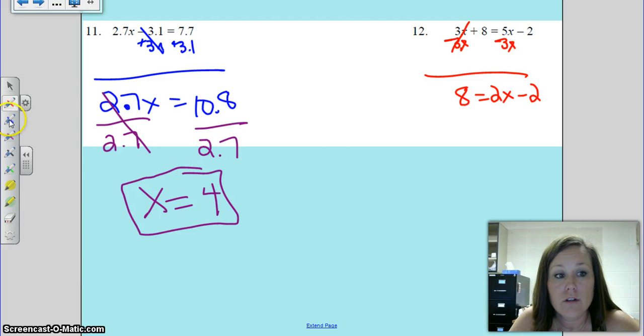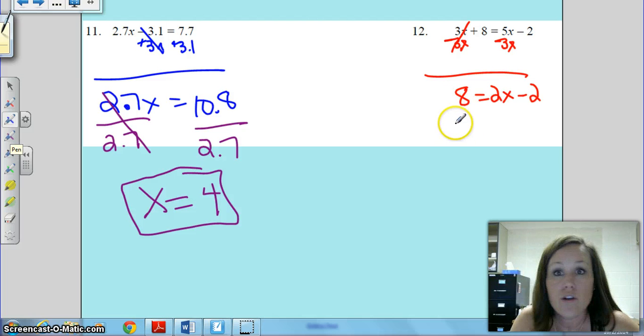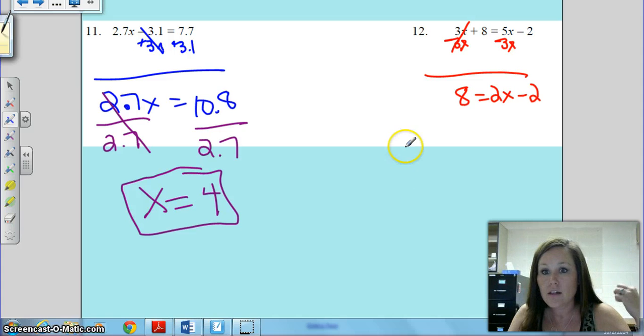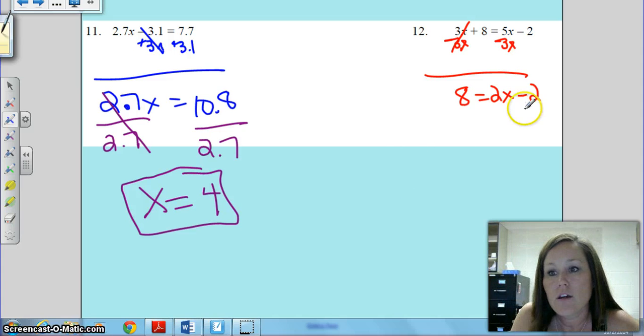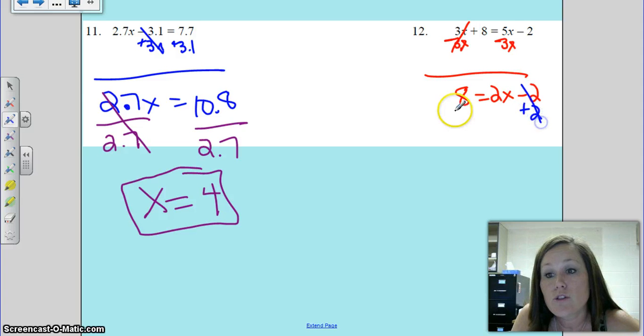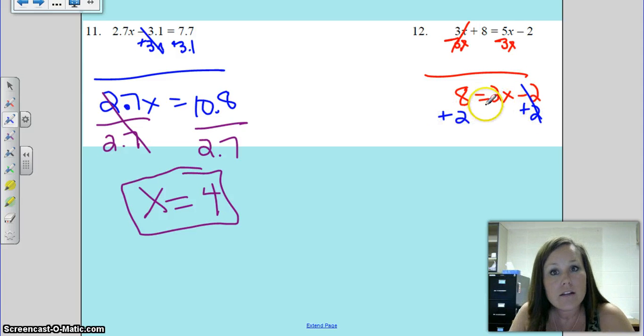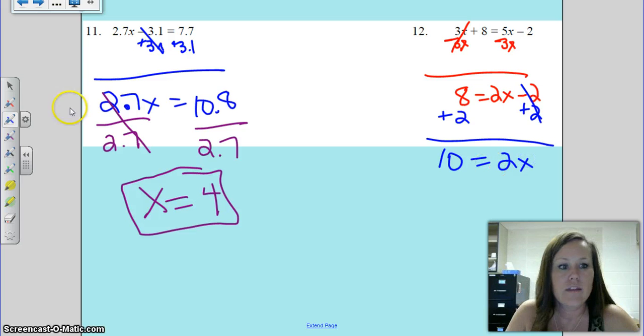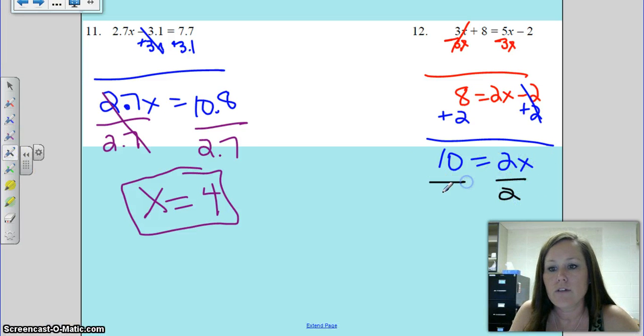Next, some of you are like, okay, I'm going to subtract 8. No. You can't do anything to this side of the equal sign because if you take away 8, the whole equation is unbalanced. So instead, we're going to do plus 2, plus 2. Again, we're trying to isolate the variable here. Isolating the variable means I need to get rid of this 2 so that I can then deal with just 2x by itself. So 10 equals 2x. And then last but not least, divide by 2, x equals 5.